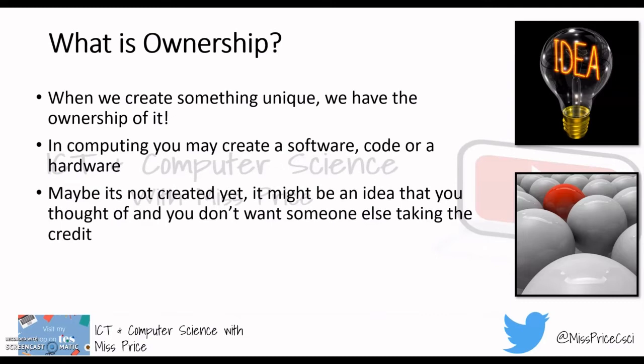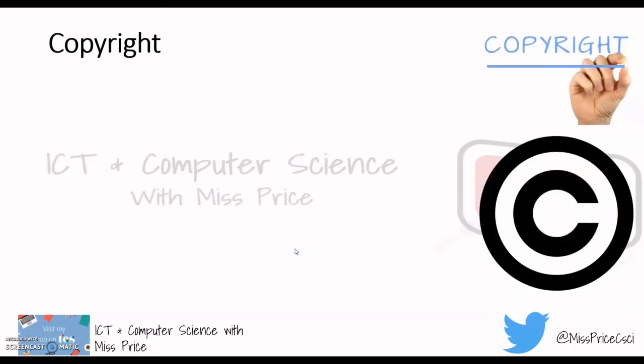Okay? So it might be an idea if you thought of something and you don't want somebody else to take the credit for it. Okay? So, we need to copyright things. Okay? So copyright will protect something that is just an idea at this stage. It may not be a tangible piece of equipment. It may not be a functioning piece of software, but it's an idea, and that idea needs to be protected.